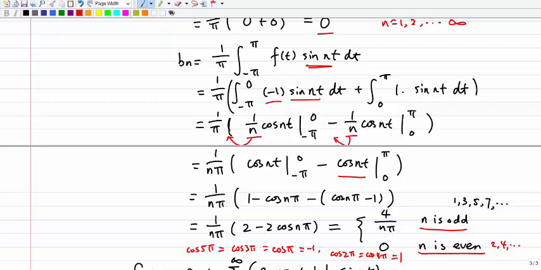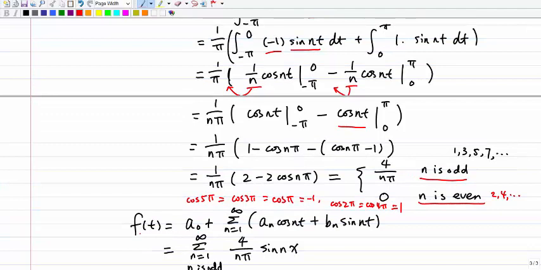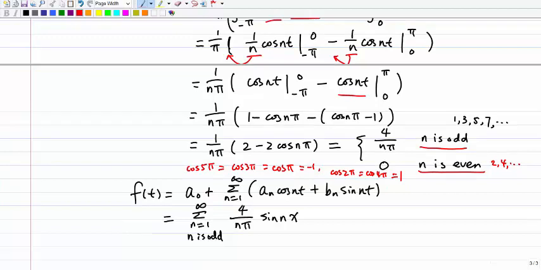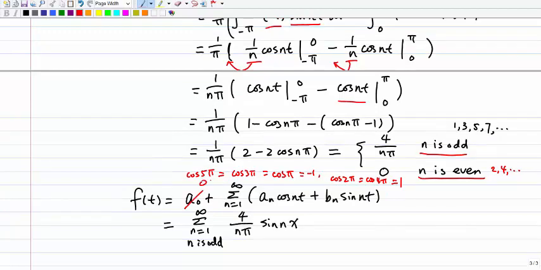So if you put them together, we have f(t), from the previous one I mentioned, f(t) is a_0 plus the whole thing. If we replace, because a_0 is 0, this guy is 0. The b_n is non-zero only when n is odd. So it's just the summation from n equals 1 to infinity, when n is odd, where b_n is 4 over n pi, times sine nt.